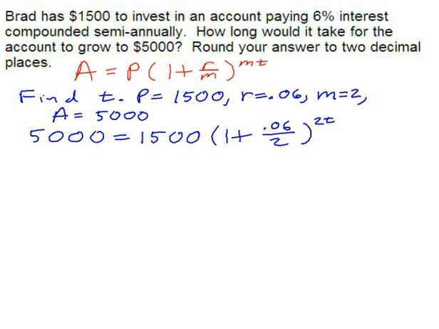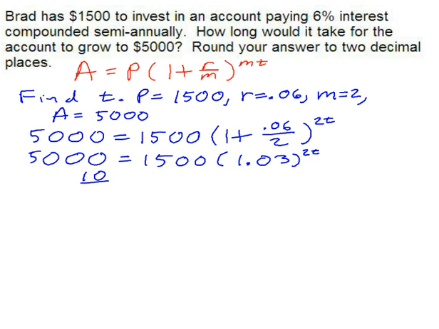So we would end up with the exponential equation 5,000 equals 1,500 times the quantity 1 plus 0.06 divided by 2, raised to the 2t. Now first we could simplify what's inside the parentheses. Next, we want to get that exponential by itself, so we would divide both sides by 1,500. And this would simplify to 10/3 equals the quantity 1.03 raised to the 2t.